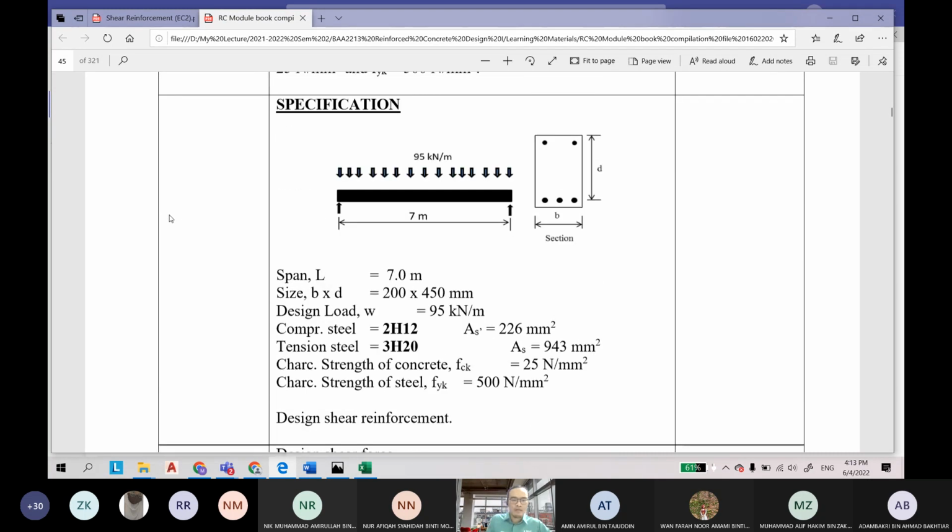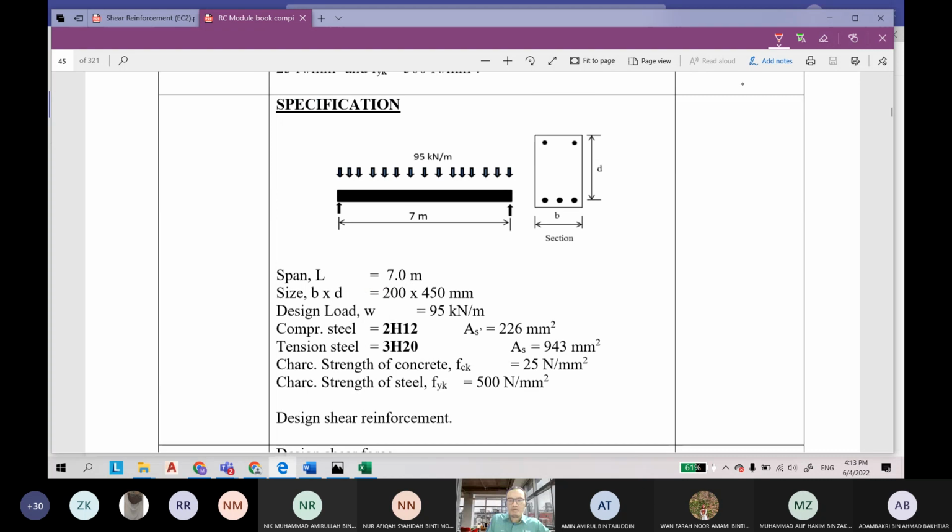Here, I change the length to 6 meter now, the span of the beam. This is a simply supported beam. You must know how to analyze the simply supported beam in order to get the bending moment. MED is very simple, use the equation WL squared over 8. This is the equation you must remember.